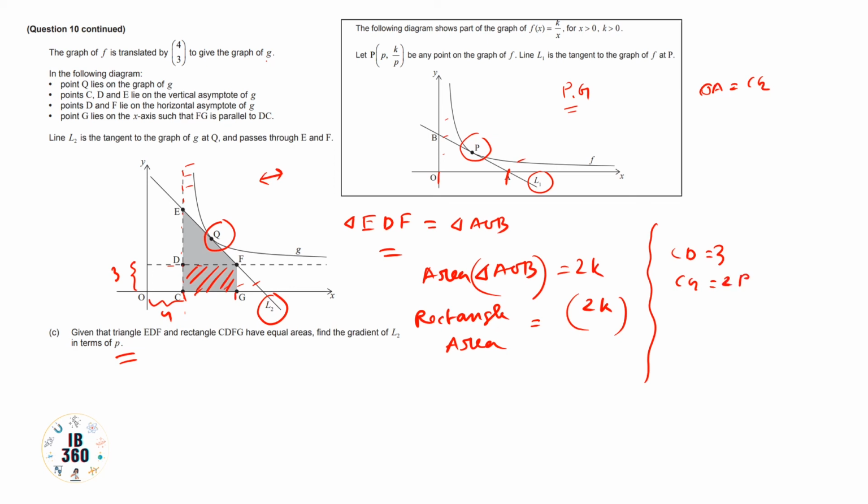As from the previous question, it is mentioned that this point is 2p comma 0. So CG equals 2p. So the area of the rectangle DCGF will be, from here, 6p. So now you have the equation 6p equals 2k. So you have k equals 3p. This you have to keep in mind.